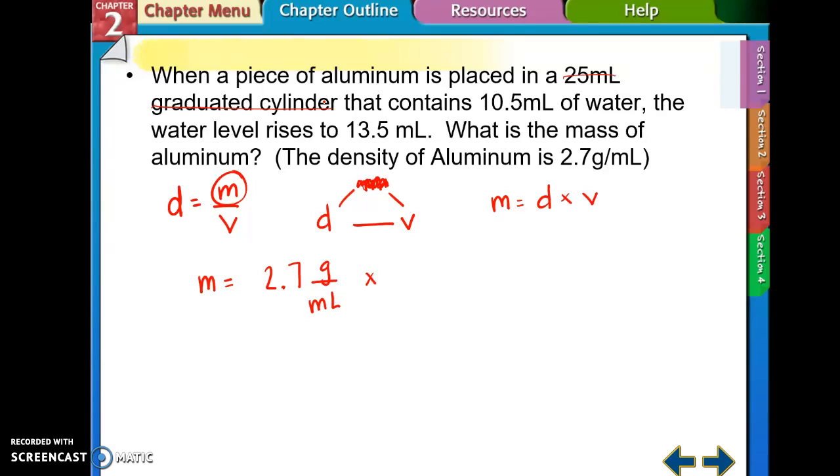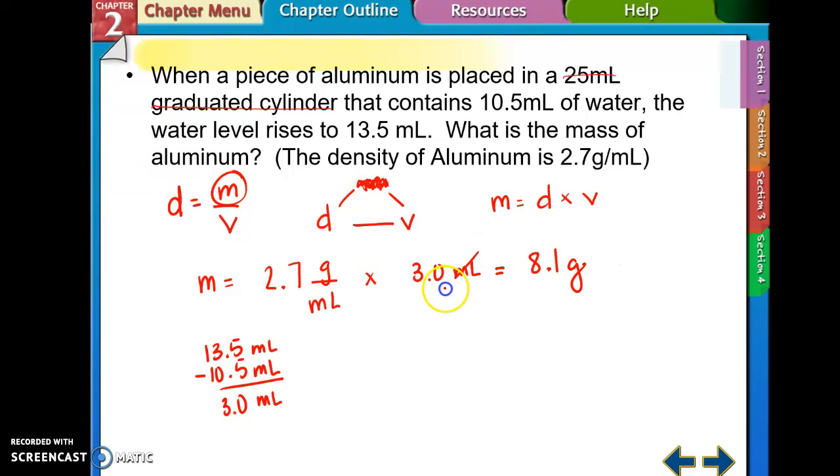The way that I can find the volume of an irregular solid is I can see how much water it displaces. So right here, to figure out the volume, I'm going to end up doing 13.5 milliliters minus 10.5 milliliters, and I will get 3.0 milliliters. So that's my volume. And then to figure out the mass of this, I'm going to do 2.7 times 3 and get 8.1. And my units are going to be grams because milliliters cancels and it's mass.